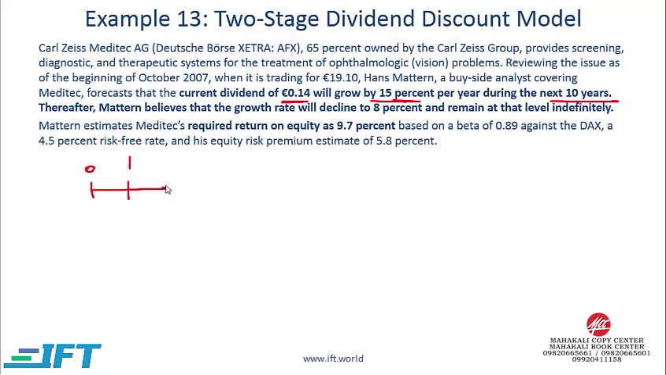You have period 1, period 2, and so on, all the way up to period 10. Can you compute D1? This is straightforward. It's 0.14. 0.14 growing at what rate? 15%. Similarly, you can compute D2 and so on, all the way up to D10.